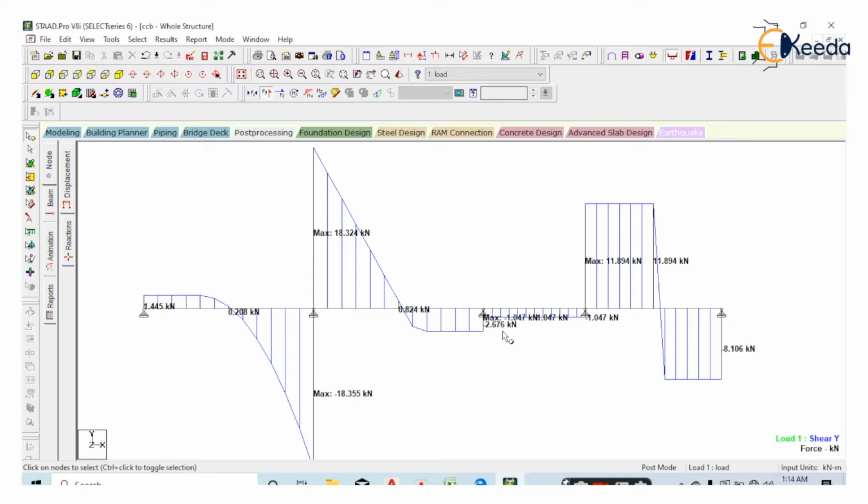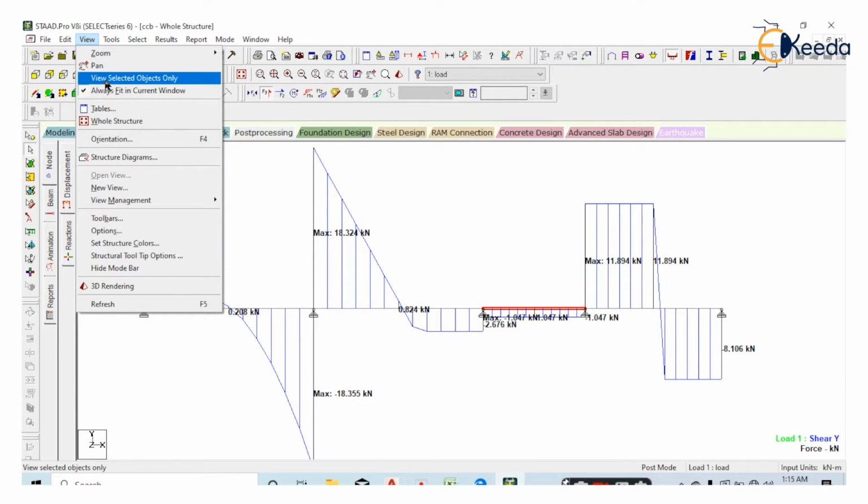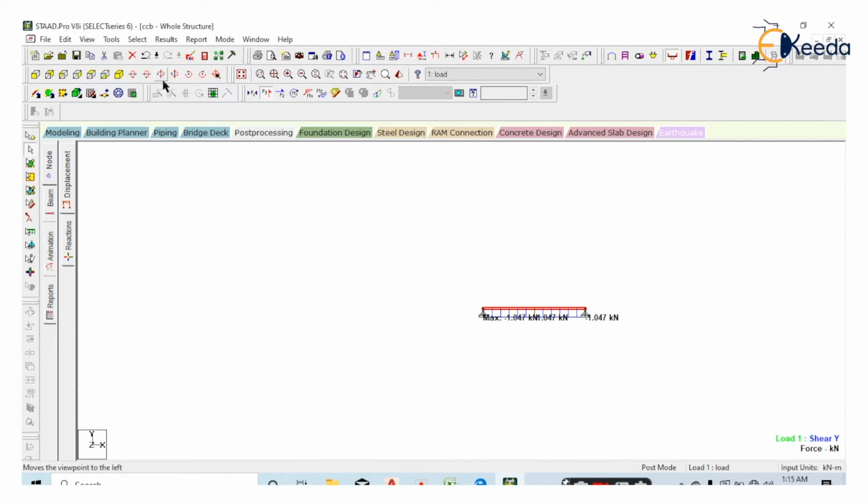2.676 kilonewton. If there is some confusion, just go to beam cursor, select that particular beam, go to view and view selected object only. You will find that particular beam only. So just read the data. At the third beam, in first end, there is a maximum shear force of minus 1.047 kilonewton. At the mid of the beam also same, and the last end of the beam also it is same, because in this beam there is no load.